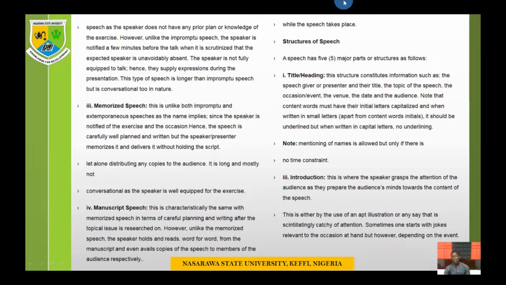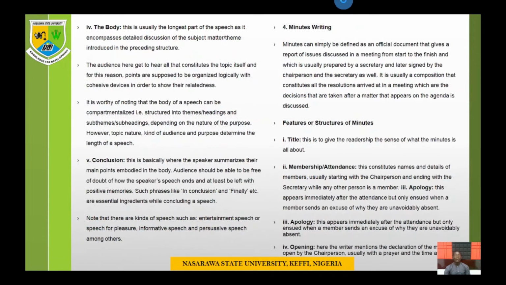So these are very important to be noted, and for us to sustain the variability of what we mean in terms of our achievement of writing a speech for different purposes at different occasions or events. The next topic is minute writing.